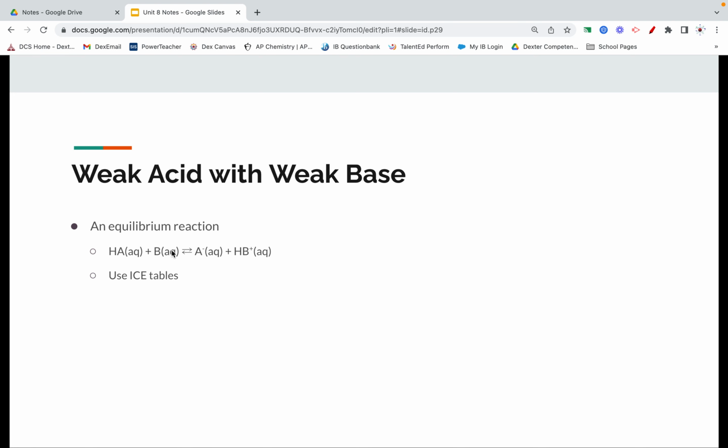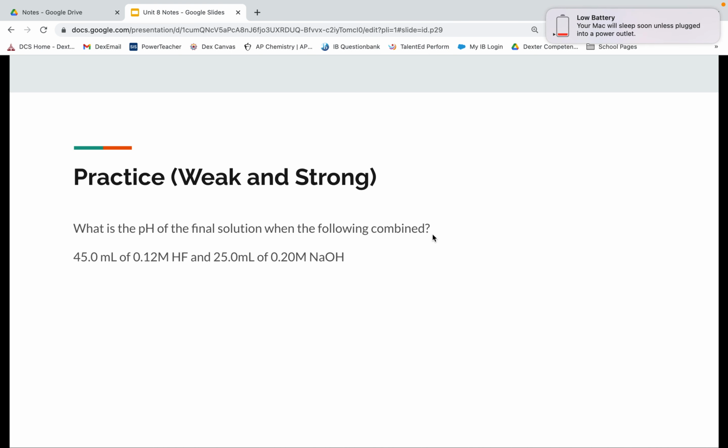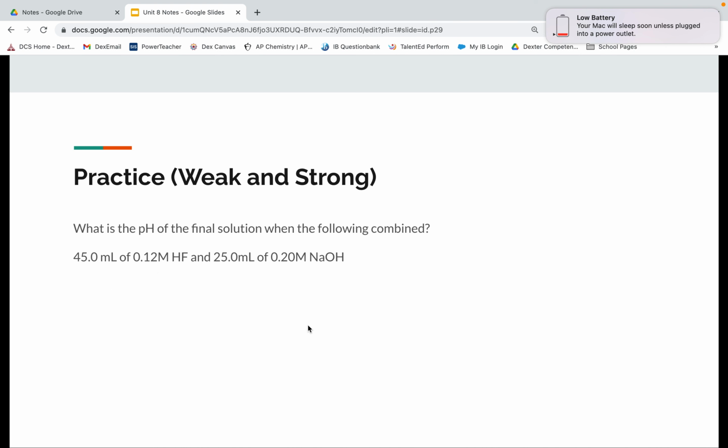Weak acid, weak base is 100% an equilibrium reaction, and we're going to use ICE tables. So we're trying to use Ka to solve for pH, because when we're using ICE tables for the equilibrium, we have to use either the Ka or the Kb. And we're going to use the equilibrium expression of the ionization of the weak acid, if that's what's in excess, or the weak base, if that's what's in excess. And obviously we're going to be doing a dilution to figure out which one. We're going to do the ICE tables, and then we're going to solve for x. So let's walk it through.